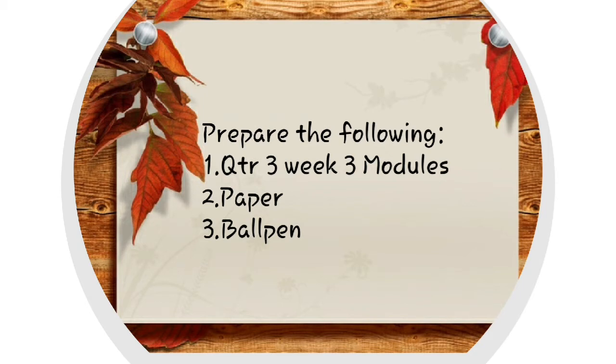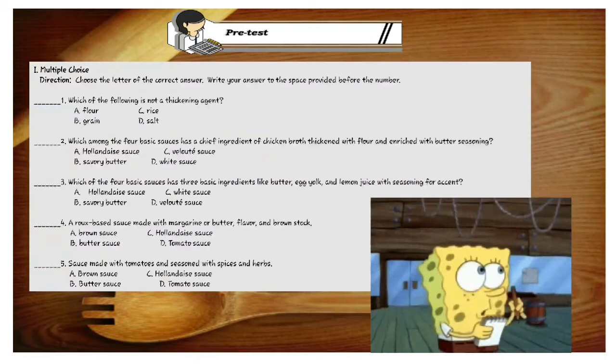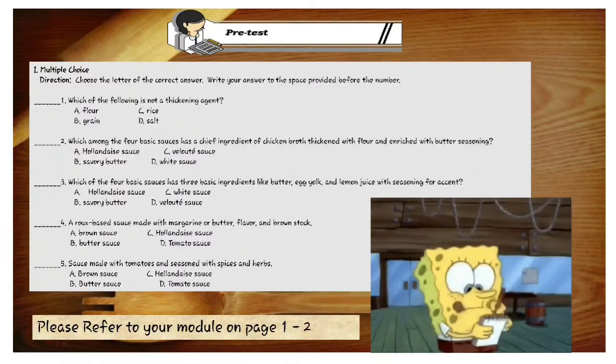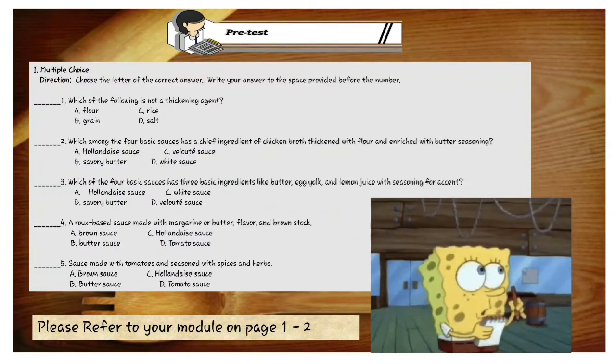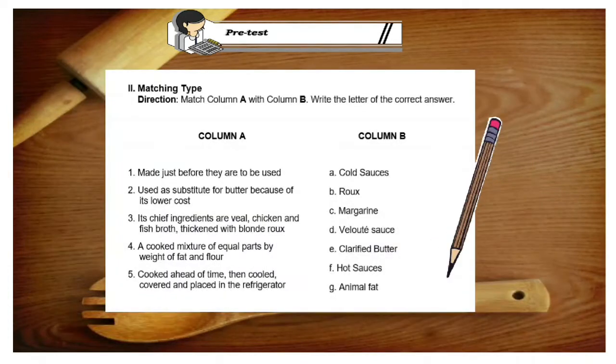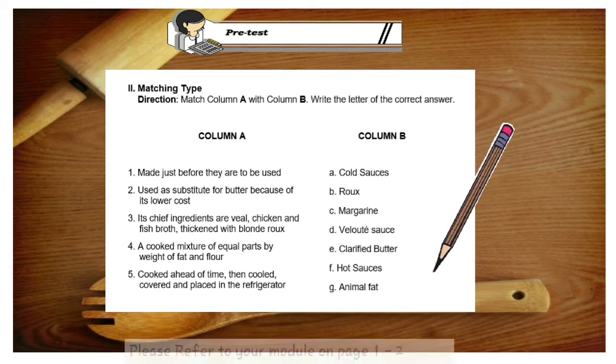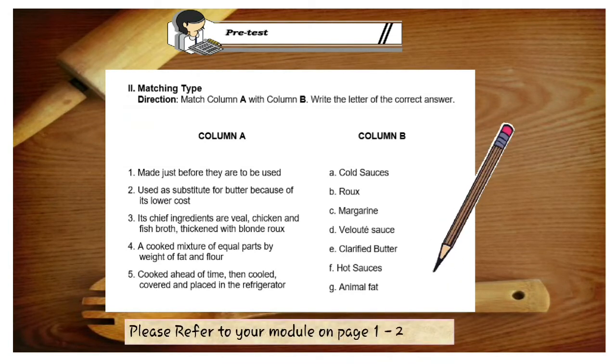So before we start, I want you to answer first the pre-test on your modules, and please refer to pages 1 and 2. This is a two-type test, which includes first a multiple choice test which consists of 5 items, and for the second test we have the matching type which also consists of 5 items, for a total of 10 items.